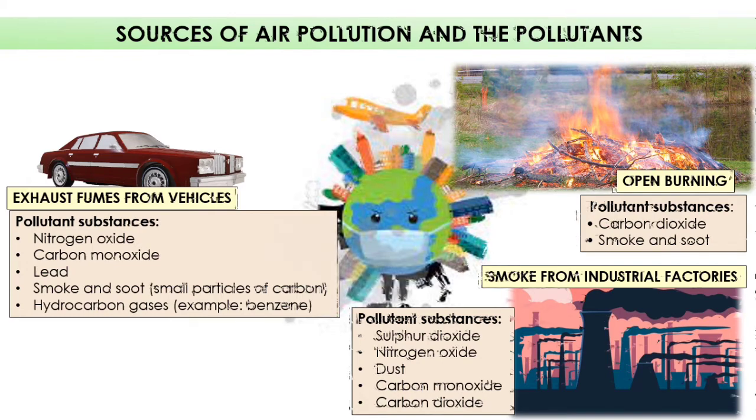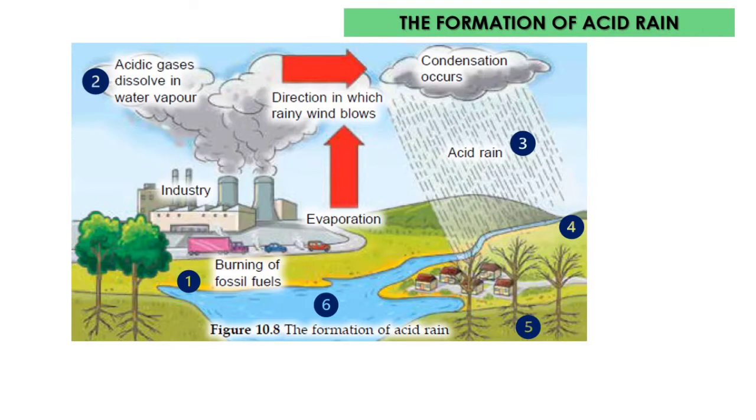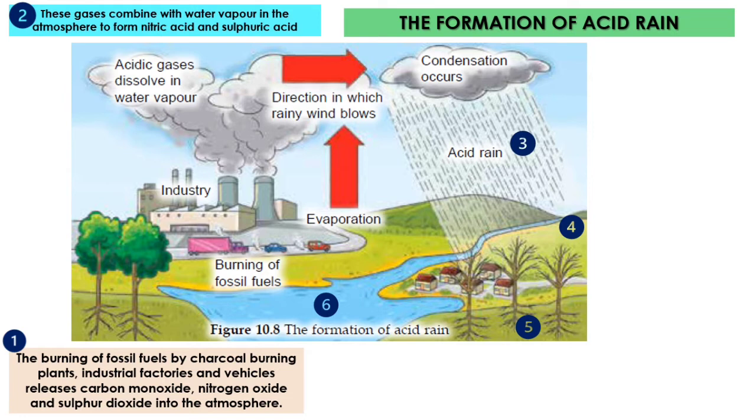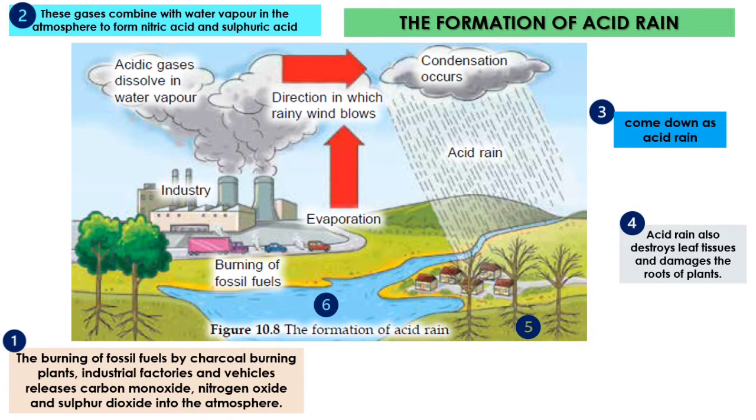So, the phenomenon related to air pollution is the formation of acid rain. How does acid rain occur? First, the burning of fossil fuel by charcoal, burning plants, industry, factories and vehicles releases carbon monoxide, nitrogen oxide and sulfur dioxide into the atmosphere. Okay, and then the acidic gas dissolves in water vapor. So it comes down as acid rain. Acid rain will destroy leaf tissue and damage the roots of plants.